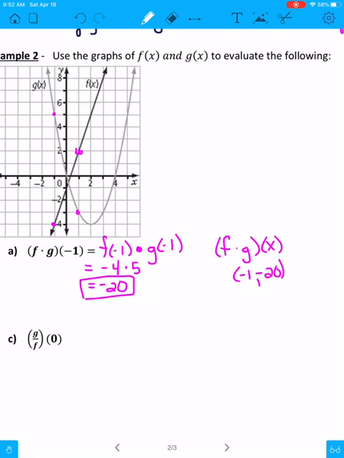So now I have g divided by f of 0. So I have g of 0 divided by f of 0. So what am I indirectly finding? I'm finding the y value on the graph of g of x divided by f of x at 0.